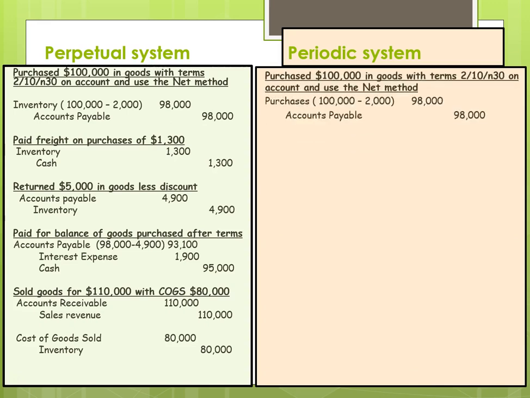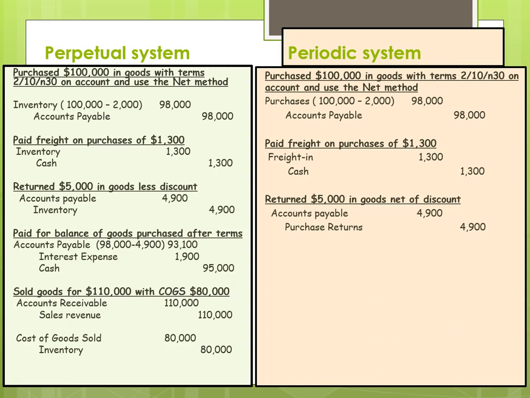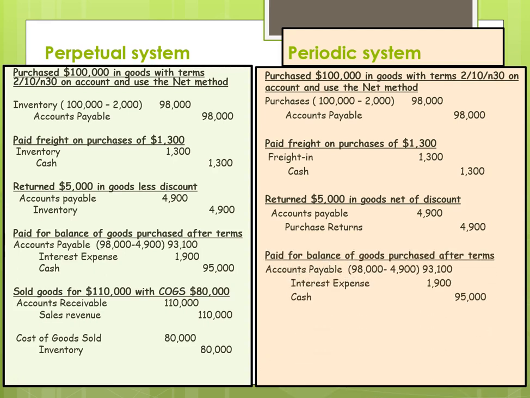Now under periodic, when we buy the goods, it goes to an account called purchases. When we pay for the freight, it goes to an account called freight in. When we return, we're going to back it out, net amount, since we're using the net amount method. When we pay it, it's just going to reduce accounts payable. It's actually the same entry as it is for perpetual. Now, when we sold goods for $110,000, all we can do is book the accounts receivable and book the sale, because what do we need to do? We need to do a physical inventory.